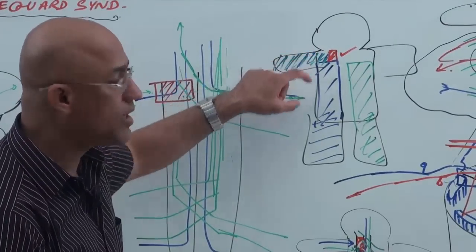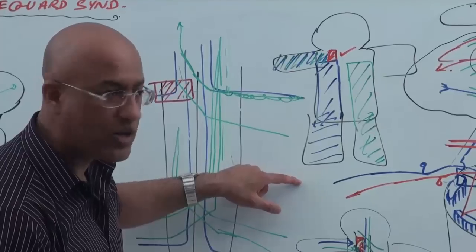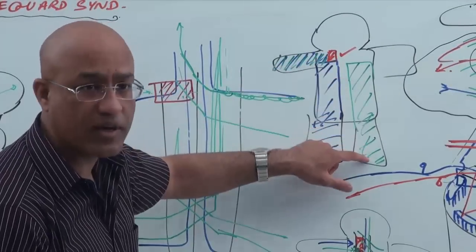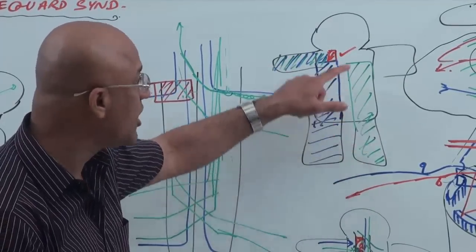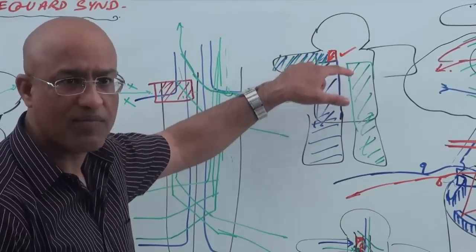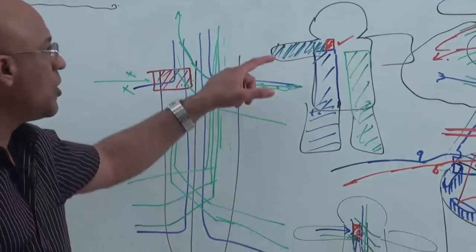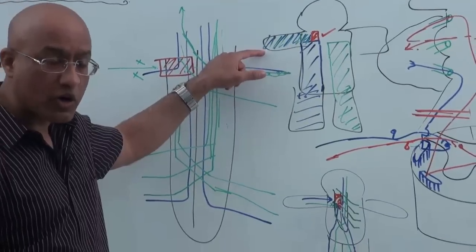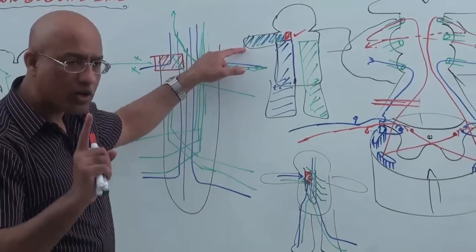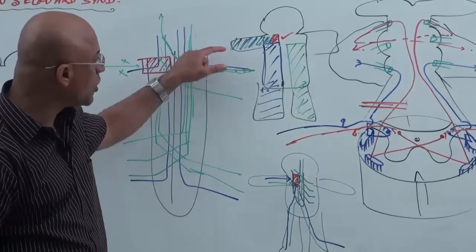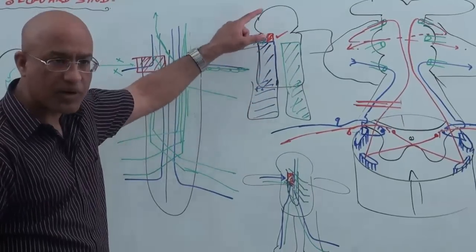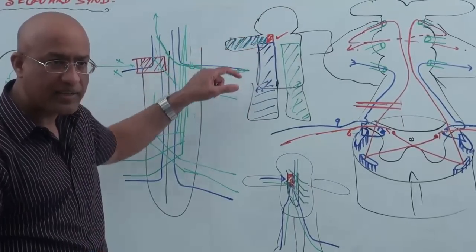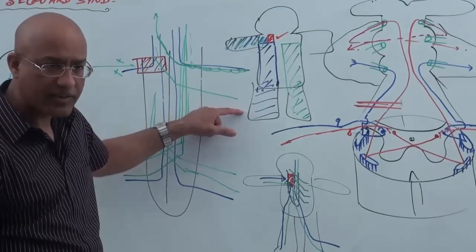Below the level of lesion, ipsilaterally dorsal column sensation lost. Below the level of lesion, contralaterally, pain, temperature, crude touch lost, but 1 or 2 segment below the lesion. And due to failure of dorsal spinocerebellar tract, which goes ipsilaterally upward, dorsal spinocerebellar tract, there is dystaxia on the right side.